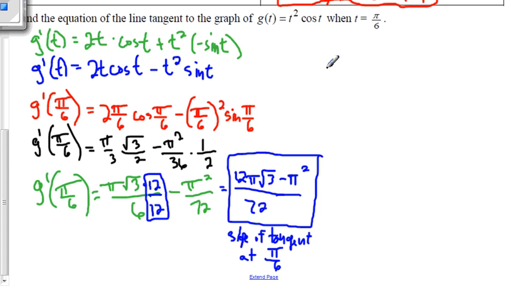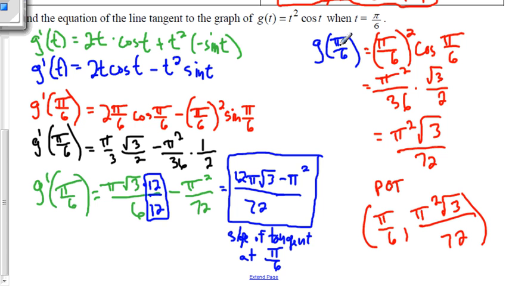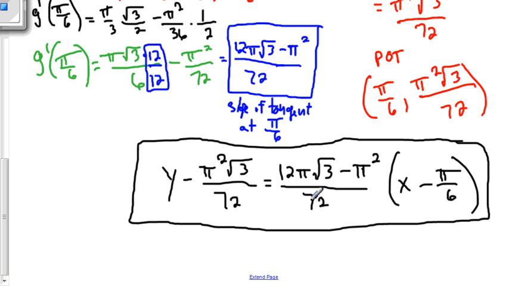Now I need to find the point of tangency. How am I going to find that? I'm going to go back to my original function, and I'm going to substitute in pi over 6. So when x is pi over 6, y is pi squared square root of 3 all over 72. So let's now use what we know about the point-slope equation of a line to come up with that equation. Okay, and the only new part of this problem was just using the product rule. Everything else, we've done the process. Obviously not the same numbers we found in Algebra 1 and Algebra 2, but all stuff we can do. All right, so that's the end of part 3. Let's go on to part 4 coming up.